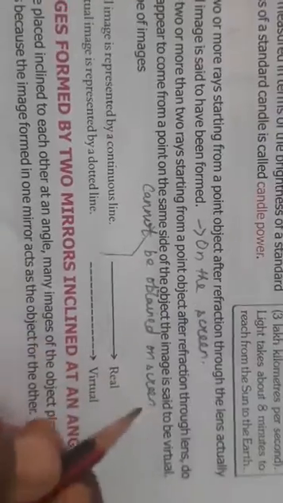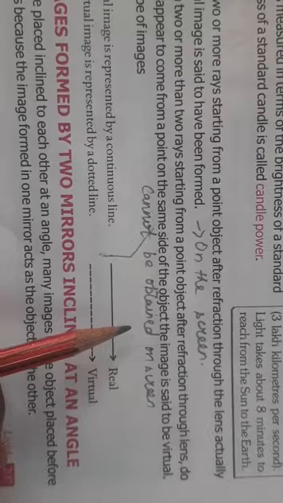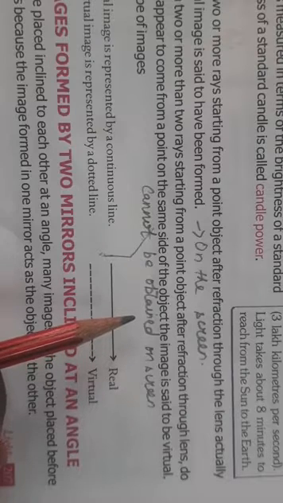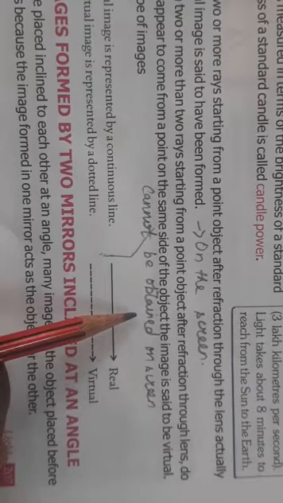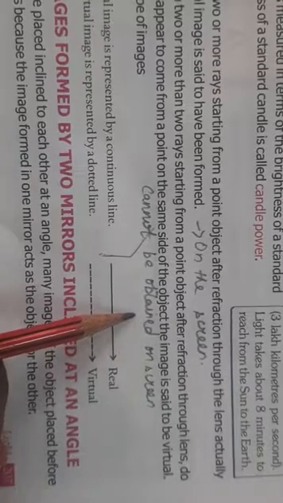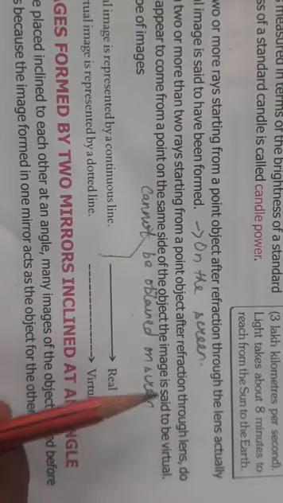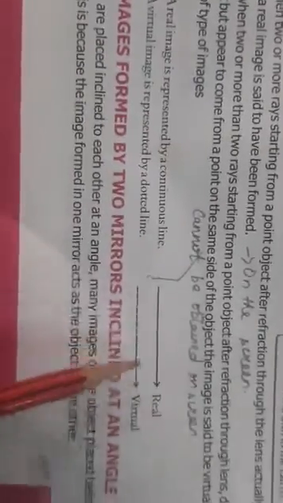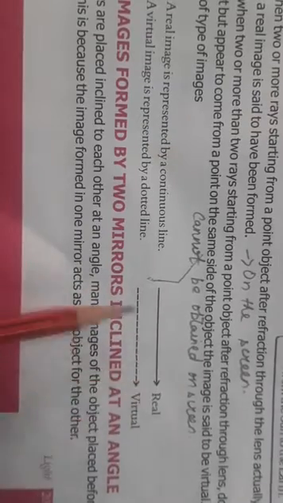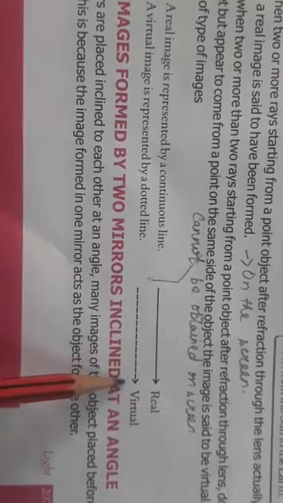You all must have seen that when you stand in front of a plane mirror, you can see your image in it. But if you observe the mirror, the image is not formed on a screen. It is formed somewhere behind the mirror. So this kind of image is called a virtual image. A real image is represented by a continuous line and a virtual image is represented by a dotted line.